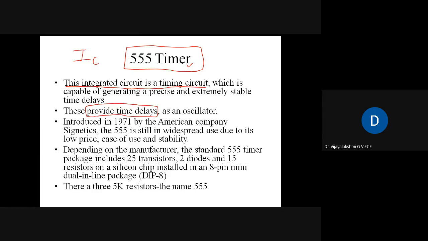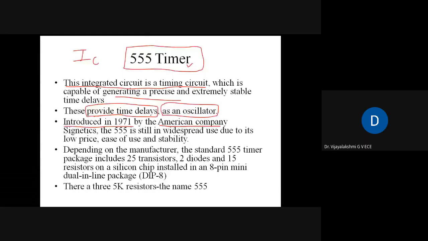Before going into how this IC can be used, let us have a small introduction about how it came into the picture, how many pins it has as an integrated circuit, the details of every pin, and the basic applications of this IC. So let me introduce that. As I told you, to start with, this IC is a timing circuit which generates time delays, and it can also be used to generate oscillation.